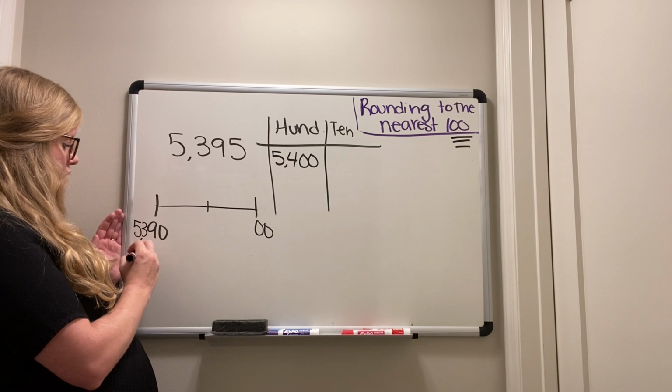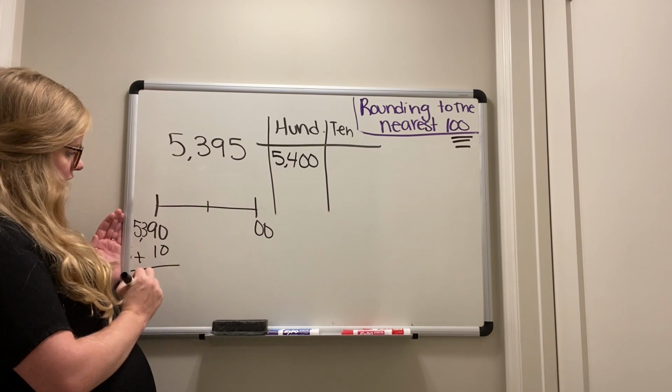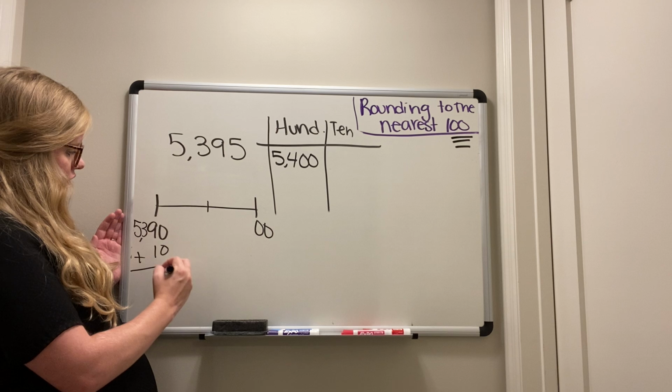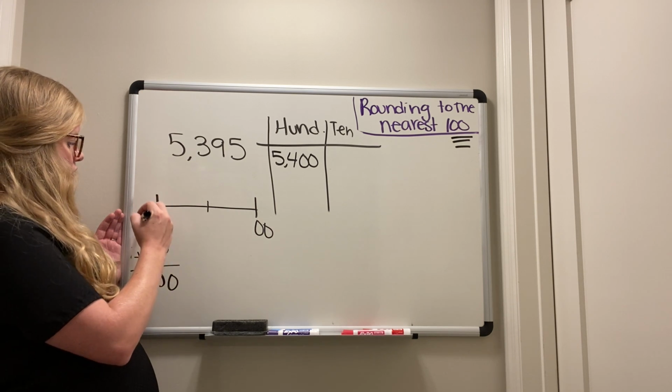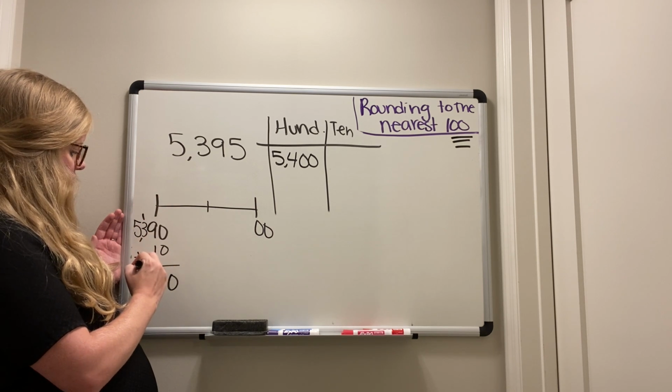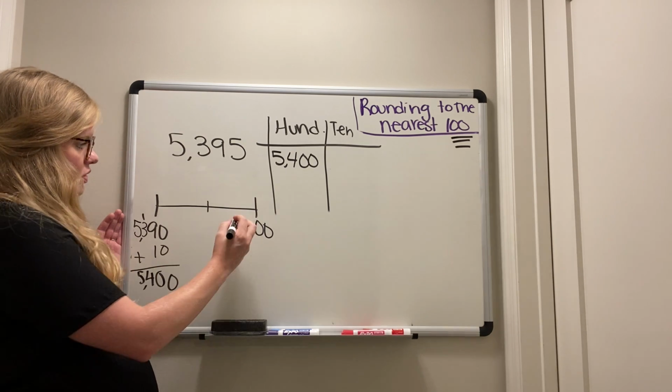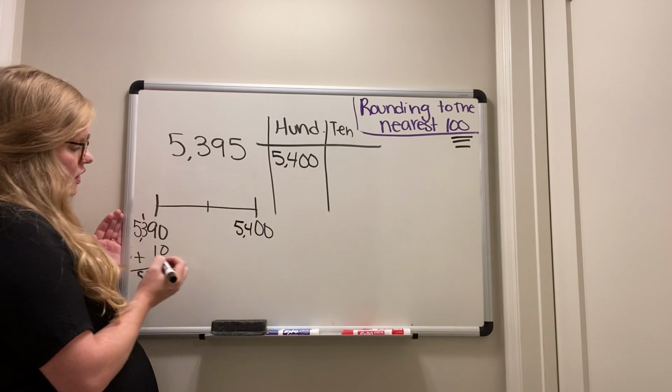What's 10 more than this? Let's add. 0 plus 0 is 0. 9 plus 1 is 10. 1 plus 3 is 4. Drop the 5. Oh, okay. So it would be 5,400 over here.